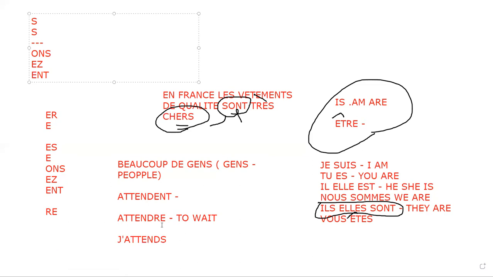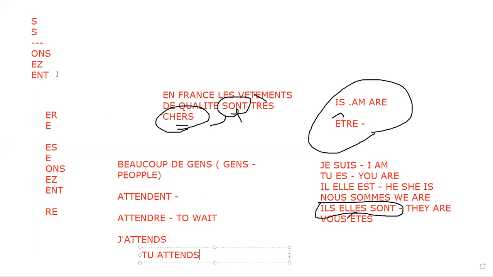For example, if I say I wait, I can say j'attends. I have to remove RE and insert S. Clear? What is you wait? Tell me. Tu attends. We have to insert S. Clear?